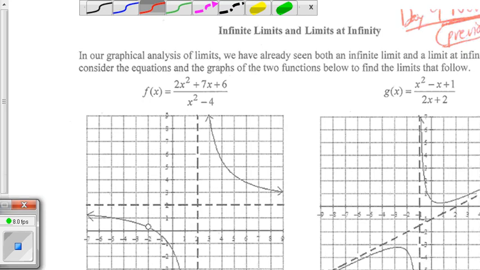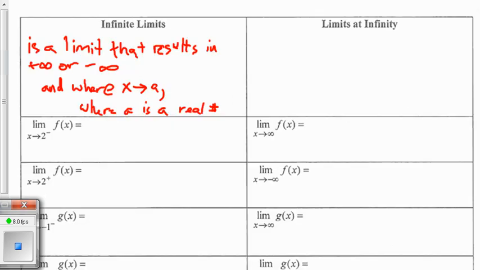So our first examples, we're going to take a graphical analysis of limits. We've already seen an infinite limit and a limit at infinity. So these two rational functions here, we're going to look at these. So let's first define infinite limits. An infinite limit is a limit that results in positive infinity or negative infinity, where x approaches a, a real number.